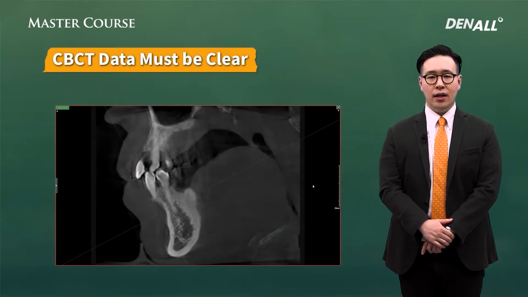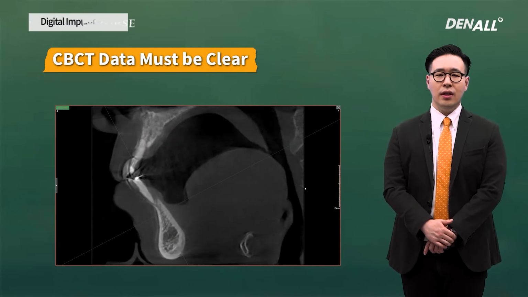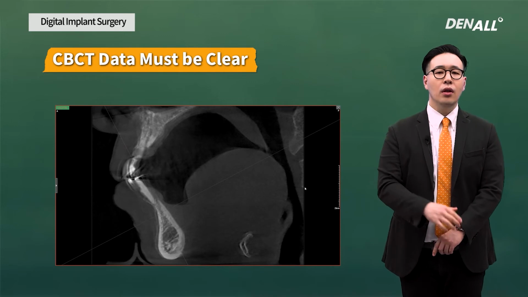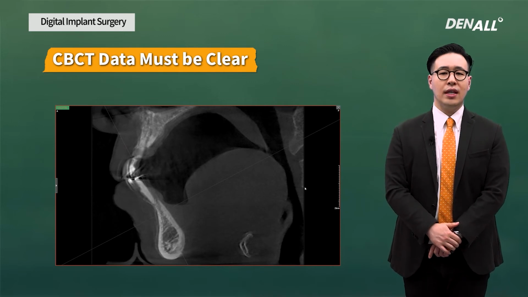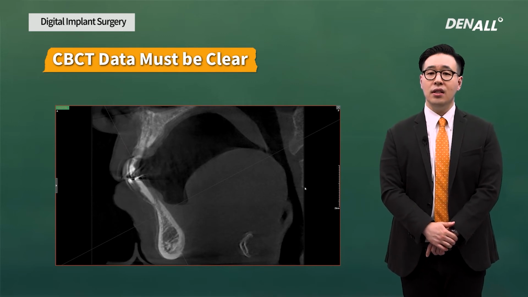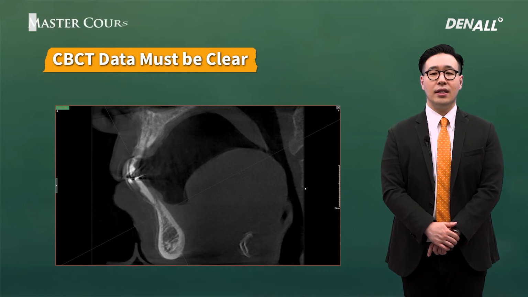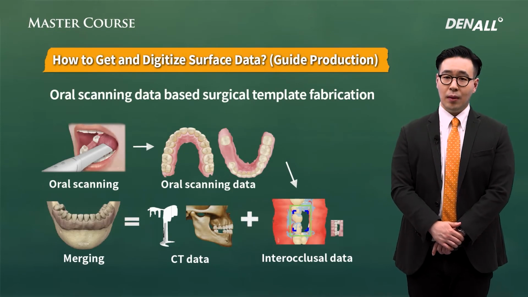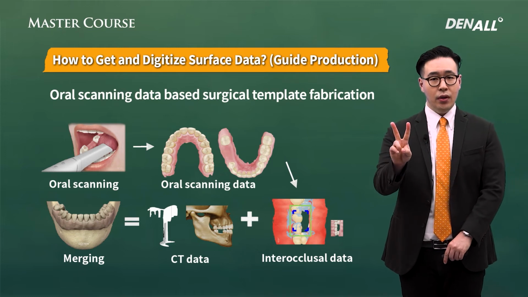If the image is already taken, you need to check whether the image was shaken. Before sending the patient home, you need to take the CT data again by scanning it again. There are two ways to acquire data.